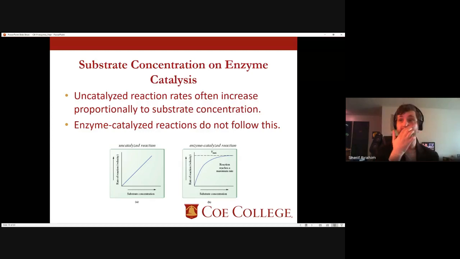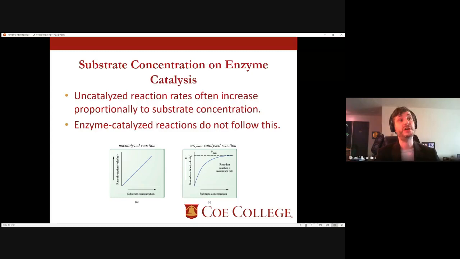So the rate increases. If you look at an enzyme catalyzed reaction on the right, it starts off the same way. Low concentration, low reaction rate, and it increases pretty dramatically, kind of linearly. And then it starts to curve off and actually level off. It reaches a maximum rate, what they call the Vmax. This is the fastest the enzyme is capable of doing this reaction.